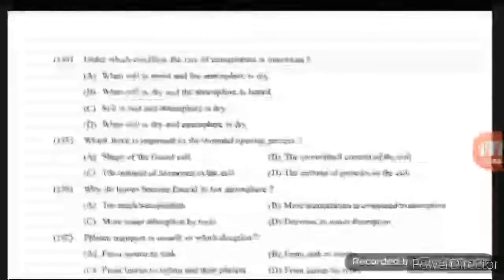If we come to question number 134, under which condition is the rate of transpiration maximum? When soil is moist and the atmosphere is dry, or when the soil is dry and the atmosphere is humid, or when the soil is wet and atmosphere is dry, or when the soil is dry and atmosphere is also dry. Under which condition will the rate of transpiration be maximum? You have to say in question number 134. Okay, for this question your time starts now.